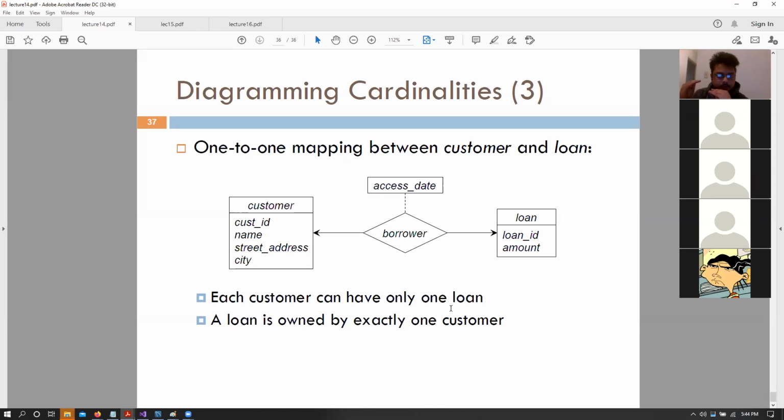Does that make sense? Sort of. So customer and loan would be a many-to-many relationship, where access date would be when the customer actually took out that loan. We can do without it, but it is just extra information that we would like to have. Okay. Any other questions about these representations?